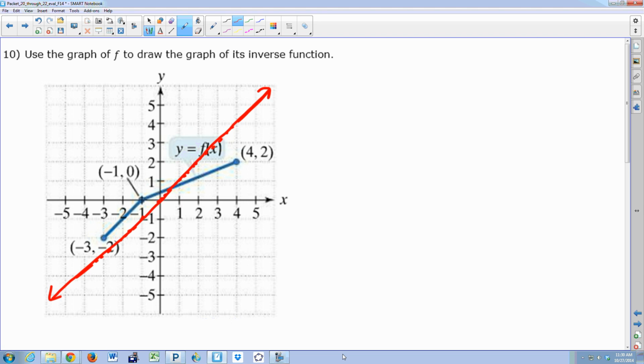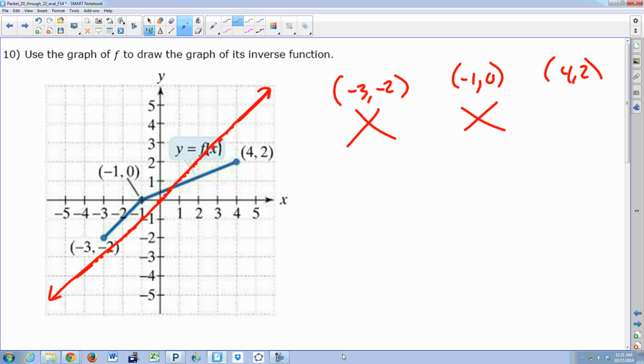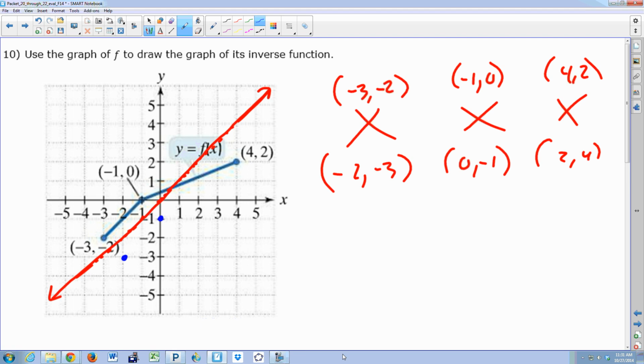Or you can pick some nice points on here. They're already illustrated for you. -3, -2, -1, 0, and 4, 2, and interchange the coordinates. -2, -3, 0, -1, and 2, 4. And now, once you do that, -2, -3 is right there. 0, -1 is right here. And 2, 4 is right here. You can now connect these, and you have your inverse function.